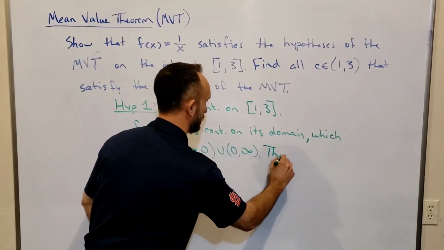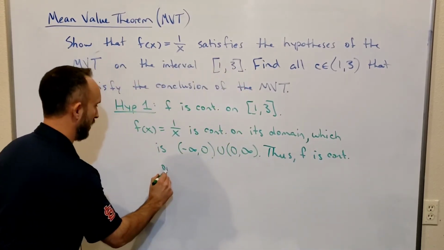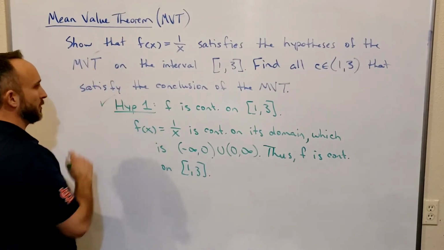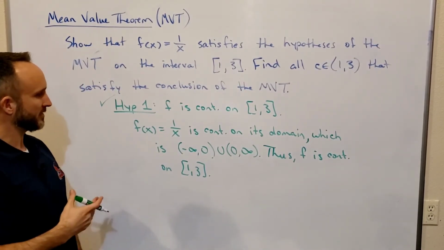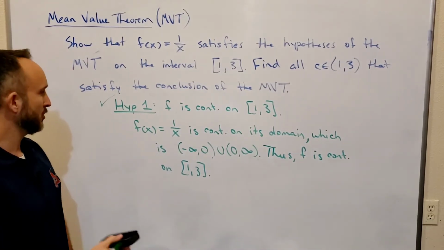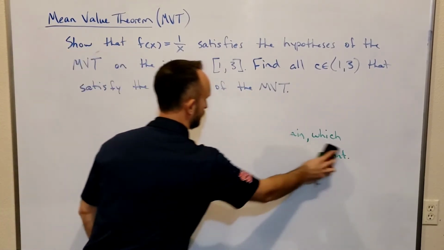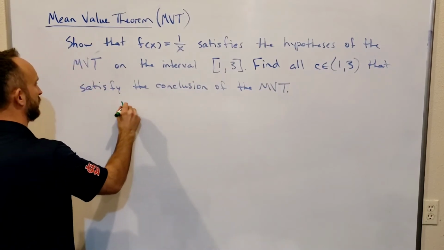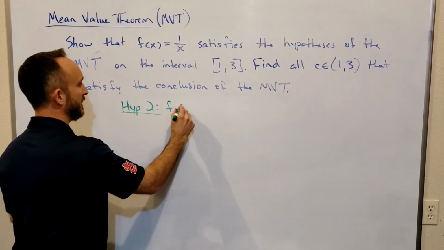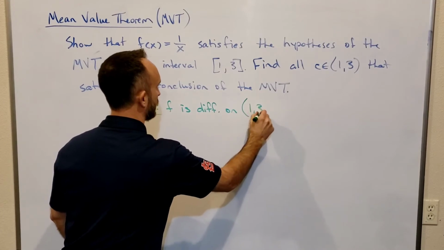So thus, f is continuous on this smaller interval from 1 to 3. Okay? So we've shown that it satisfies hypothesis 1. It's continuous on the closed interval. Now let's look at hypothesis 2, which shows where it's differentiable. Hypothesis 2 says that f is differentiable on the open interval from 1 to 3.